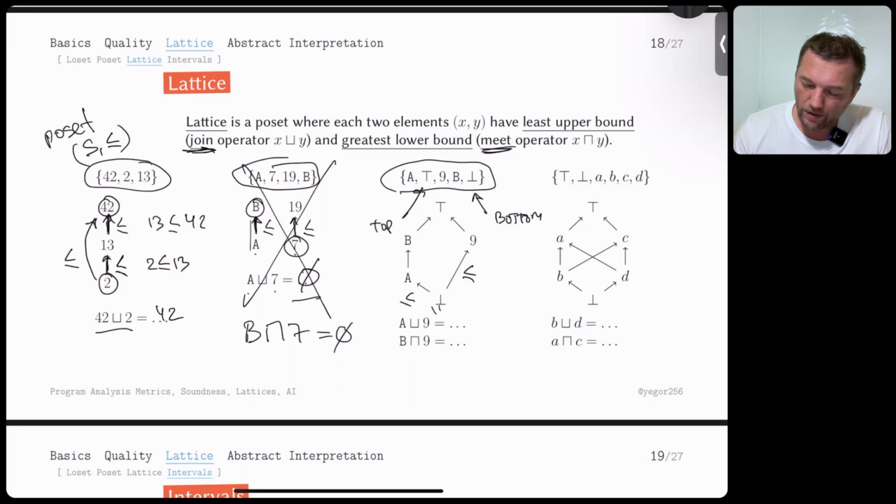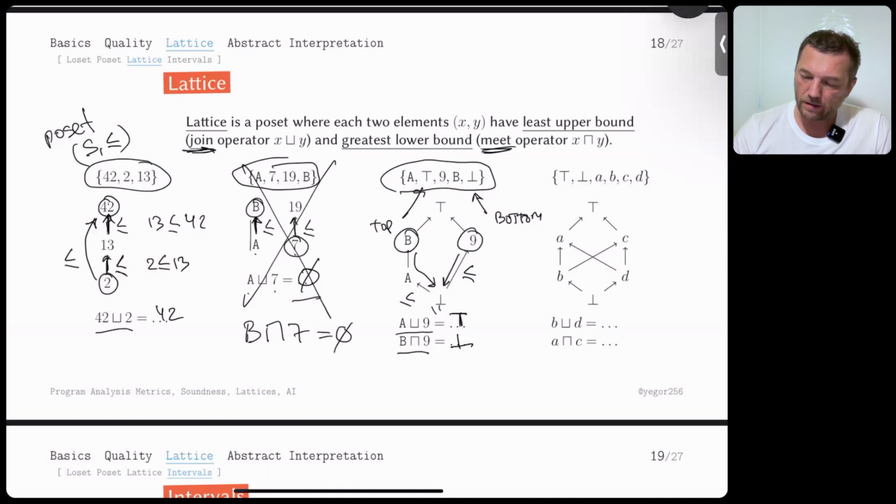And now the question is, what is the least upper bound of A and 9? A and 9. So we go up, and we meet here. We join here, sorry, we join here. So here the least upper bound is the top symbol. What is the greatest lower bound between B and 9? Okay, we go down and we meet at the bottom. So this element is the bottom. So this is a lattice, a perfect lattice.